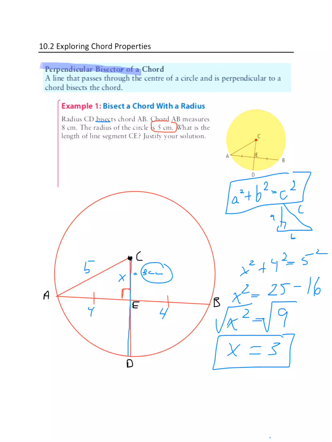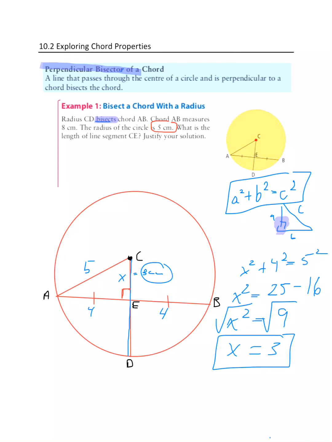We know that because it told us that it bisected the chord, and we saw that it went through the center. So because of that, we know that it's 90 degrees. Okay, 2 out of the 3 conditions were met, so we could assume the third one.